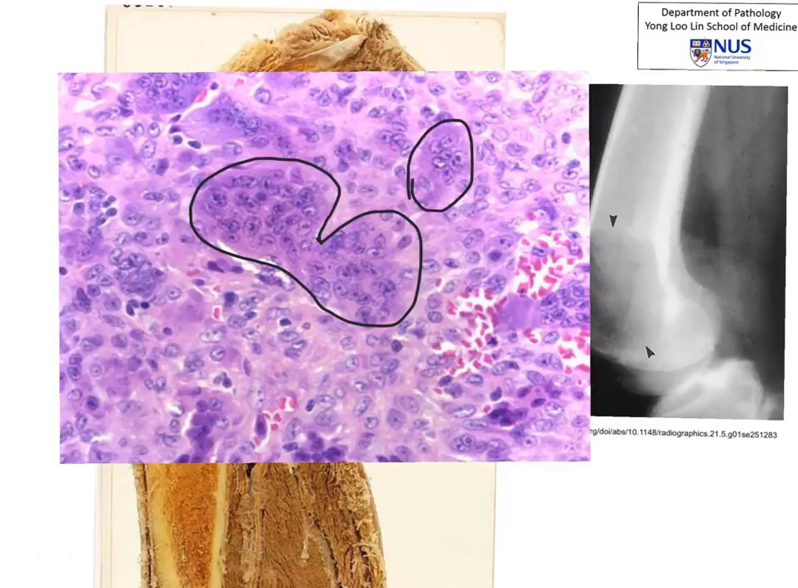But in addition, in the background, we will see mononuclear cells with the nuclei that are actually very similar to those of the multinucleated giant cells. So this is a classical appearance. It is a giant cell-rich tumor, and there's both multinucleated as well as mononuclear cells.